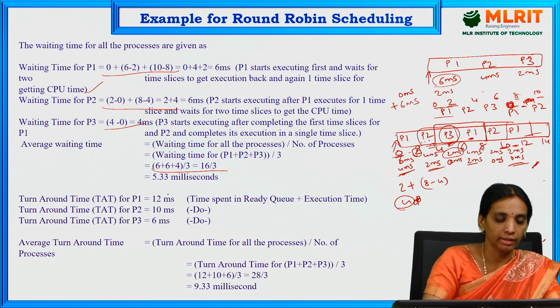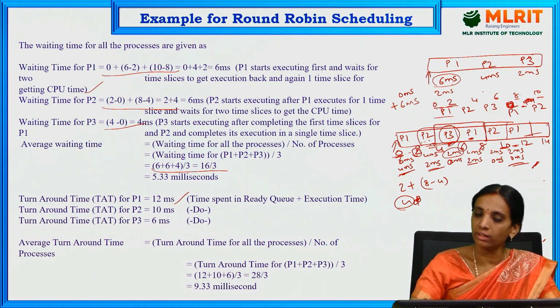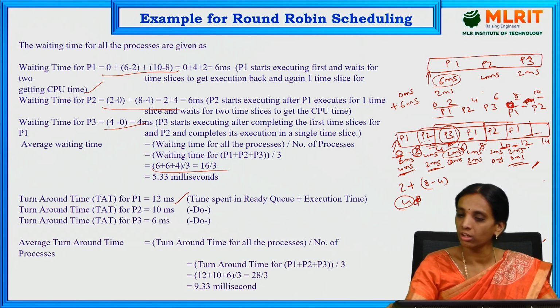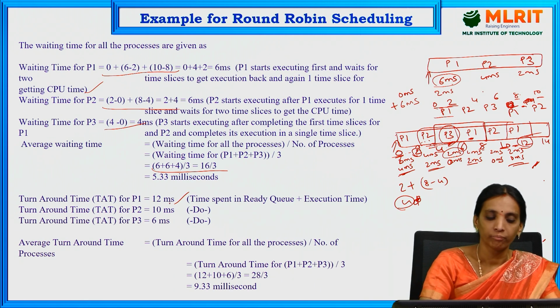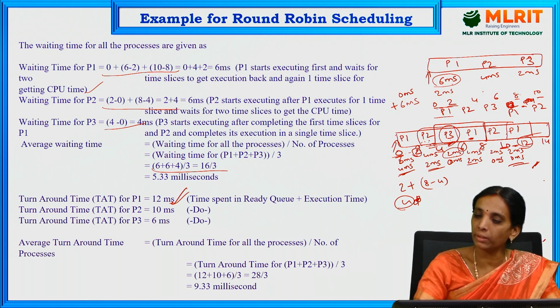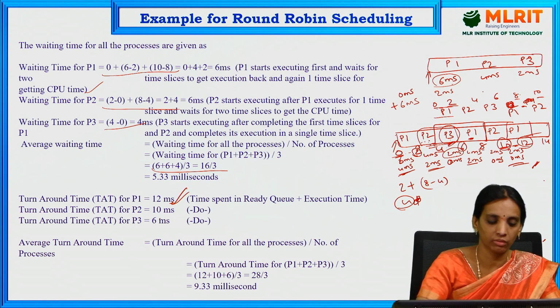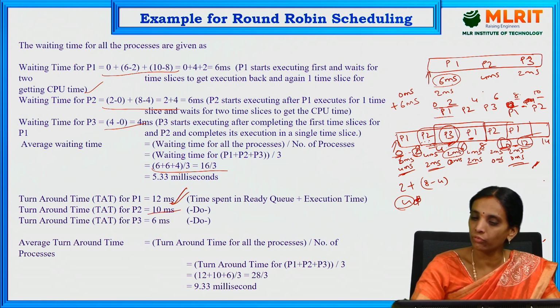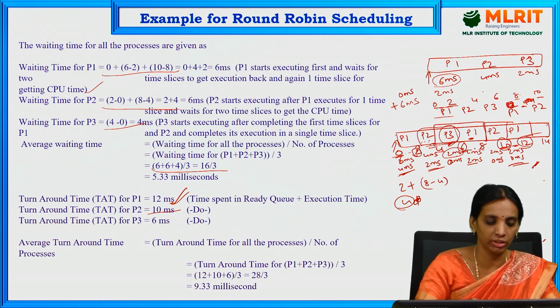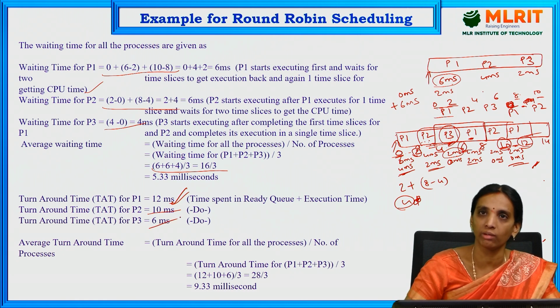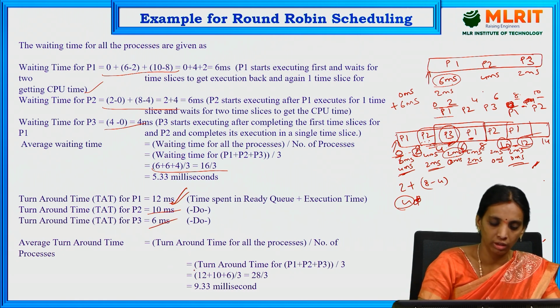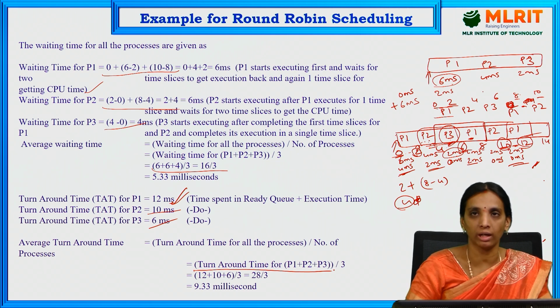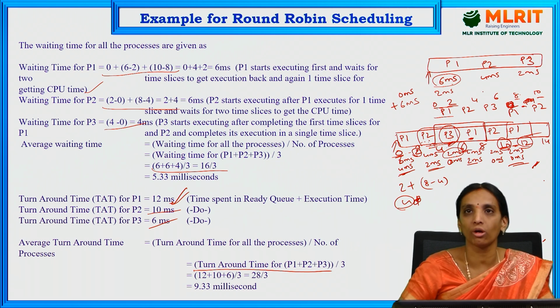Next, turnaround time for P1 is, here P1 completed at 12 milliseconds. Therefore, turnaround time for P1 is 12 milliseconds. P2 completed at 10 milliseconds. Therefore, 10 milliseconds is the turnaround time for P2. And P3 completed at 6 milliseconds. 6 milliseconds is the turnaround time for P3. So, this is the average of all the turnaround times. So, this is about the round robin scheduling.